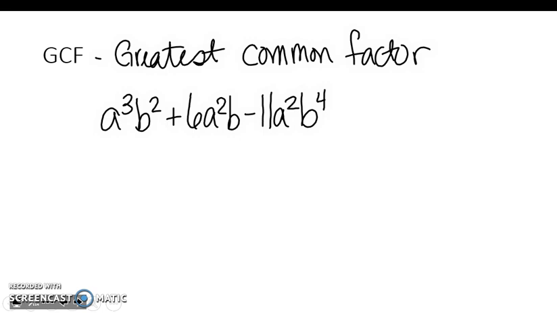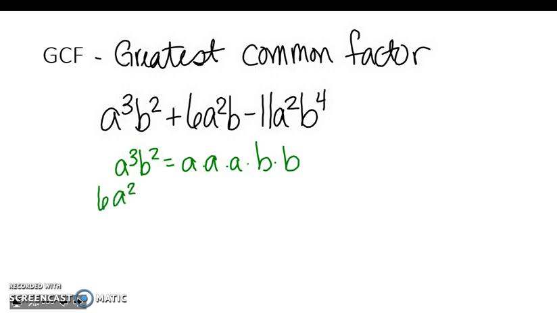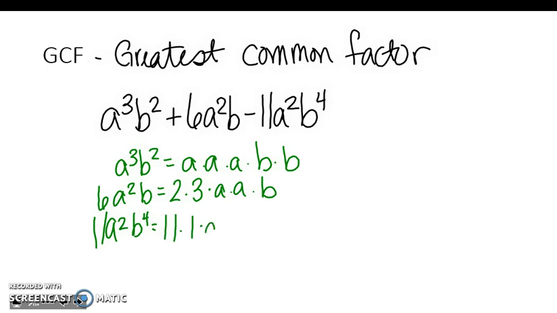All right, so this one's a little more complicated because we have 2 variables in each one, okay? So I'm going to break it apart the same way I have been. So I have A times A times A times B times B. There's no whole number there. So guys, the first thing that you should notice is that you're not going to have any whole number in your GCF. 2 times 3 times A times B, and 11A squared. I can only have 11, or 11 times 1, times A times B times B times B times B. So none of the whole numbers are going to be my GCF, okay?